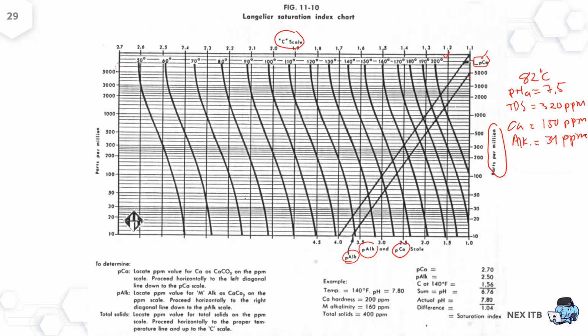Okay, then what we need to do is calculate pCa, p alkaline, and also total solids. For the pCa, we locate the ppm value of calcium as calcium carbonate on the ppm scale, which is the y-axis. But before that, don't forget to change the temperature to Fahrenheit, because this chart uses Fahrenheit. Can you help me, what is the conversion from 82 degrees C to Fahrenheit? Is it 180, I think? 180 degrees Fahrenheit? Yes, sir. Okay, thank you.